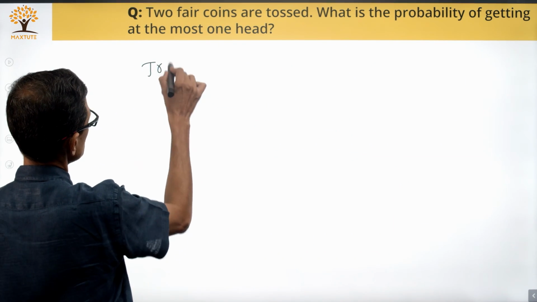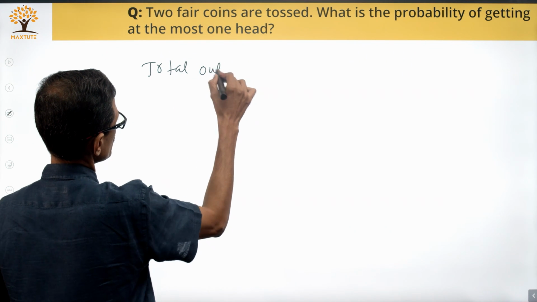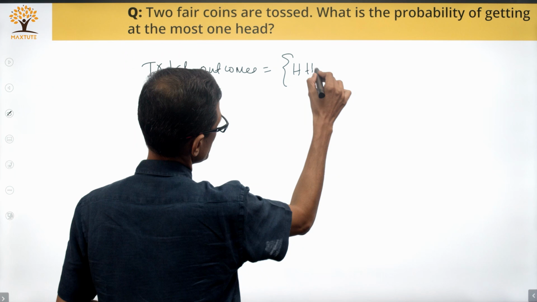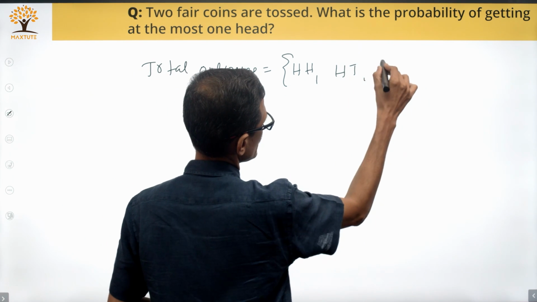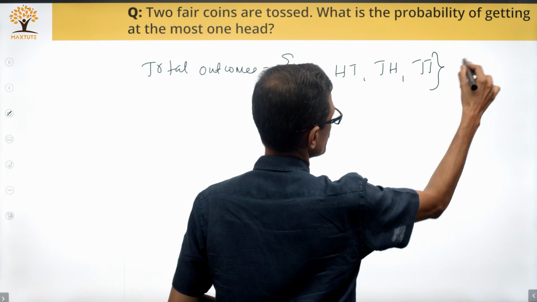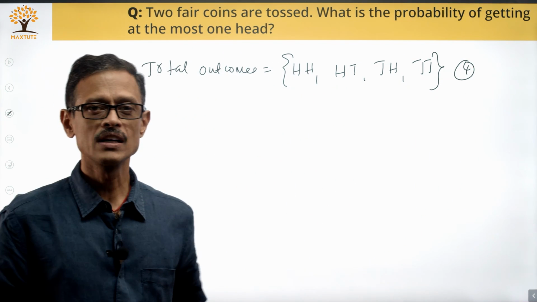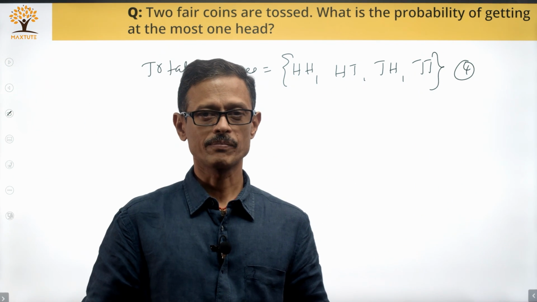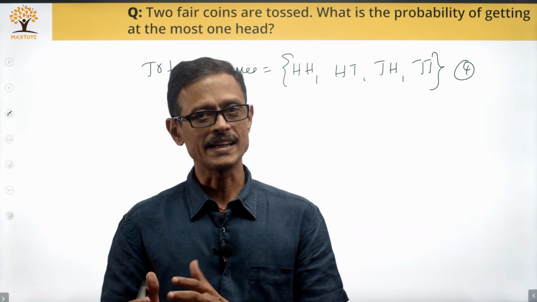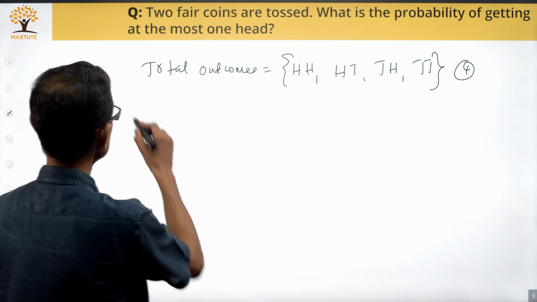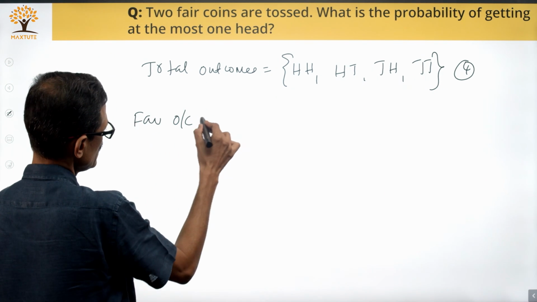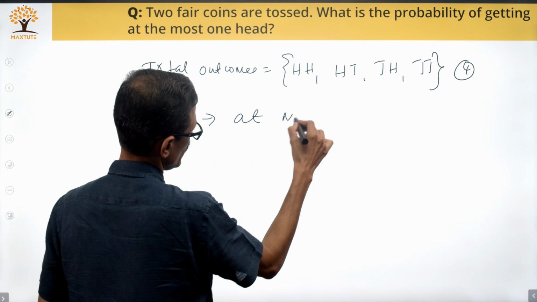Total outcomes when 2 coins are tossed simultaneously: both the coins could turn out to be heads, one head, one tail, one tail, one head, and both of them could be tails. So, we are talking about a total of 4 outcomes when 2 coins are tossed simultaneously. Now, let us look at the case where we are going to get at the most one head. That is going to be our favorable outcome, right? Favorable outcome is at most one head.